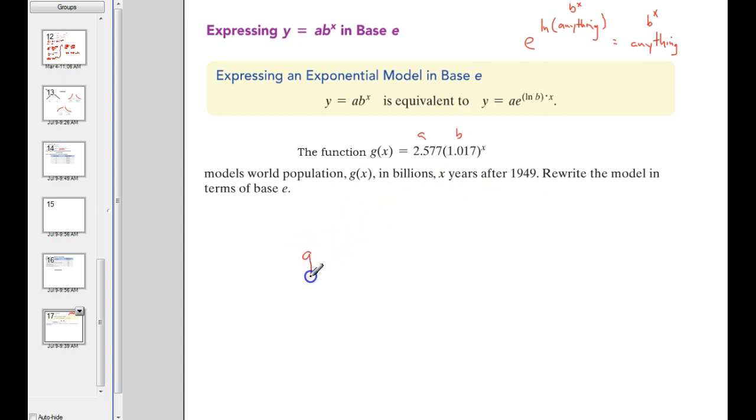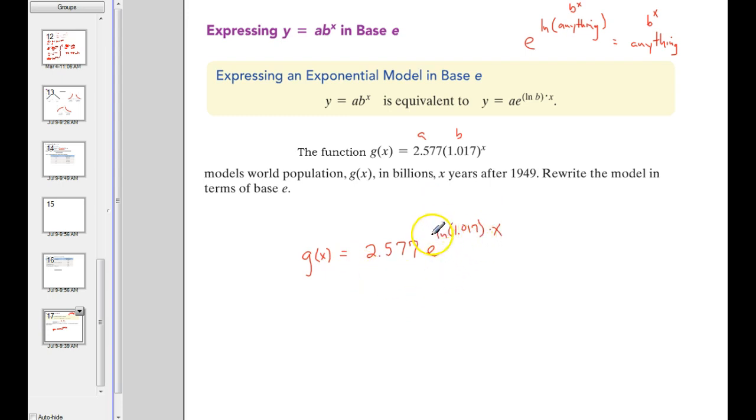So just know again that a is the same in both. So the first number, the thing that's being multiplied by the exponential part, doesn't change. But now our base, we're going to write that as e to the natural log of this base, 1.017. Then the x is no longer above that. It's not up here anymore. It's now being multiplied by that. So now this model is in terms of base e.